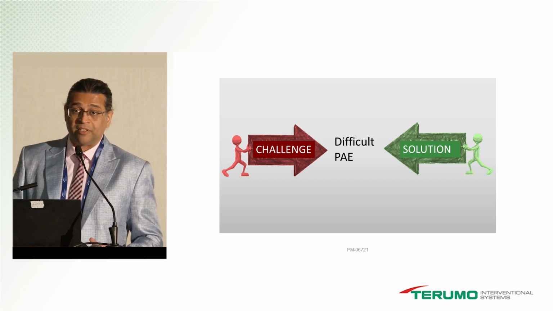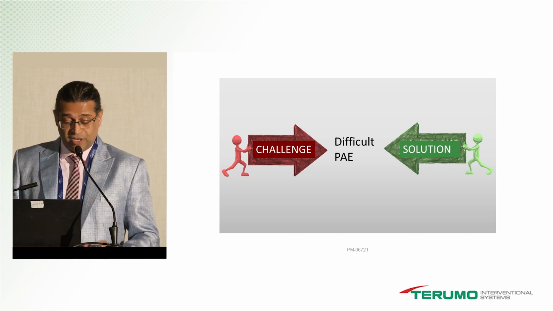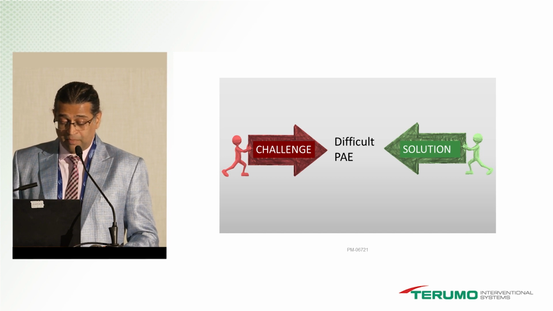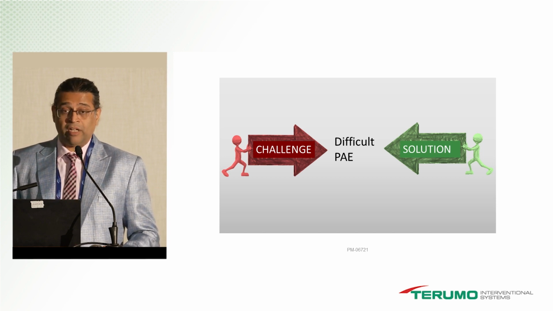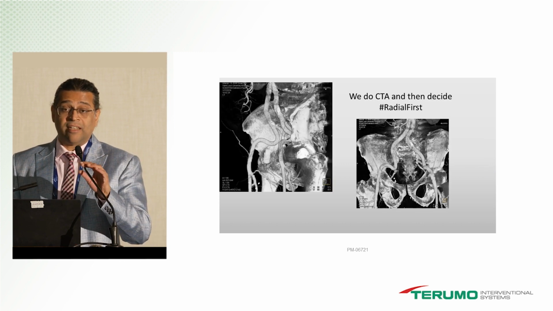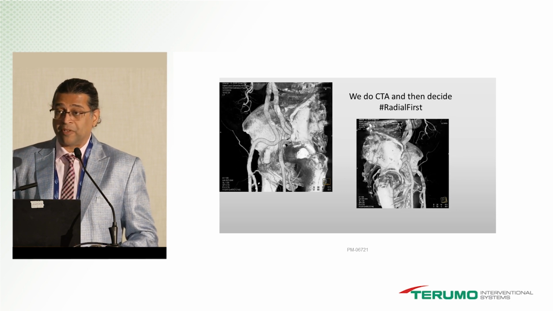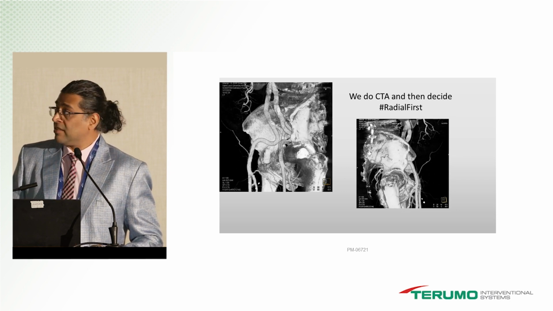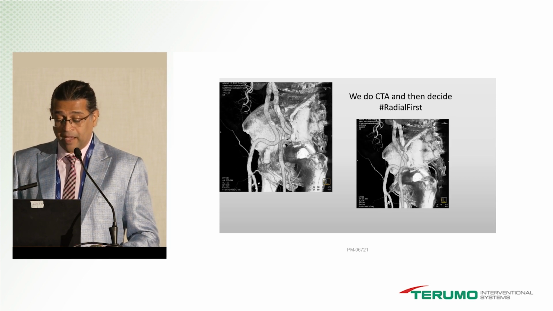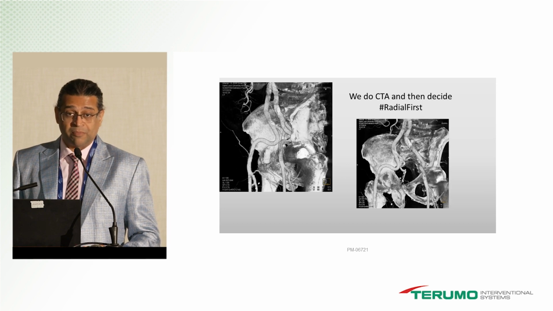PAEs are difficult procedures. The arteries are small, the angulations are different. You guys have heard a lot about PAE in the last few years, and even at SIR this year. But what is the challenge with PAE, and what is the solution to it? One of the reasons the radial approach is used in PAE is because of this. You see this is a CTA with reconstruction, where we do CTA first, and then you see this angulation, right? So this is going to be a difficult procedure from the groin.